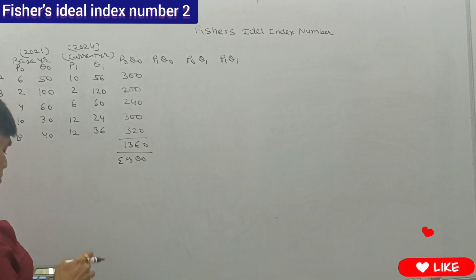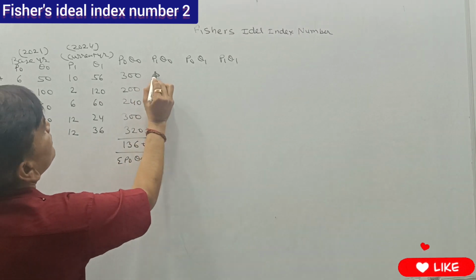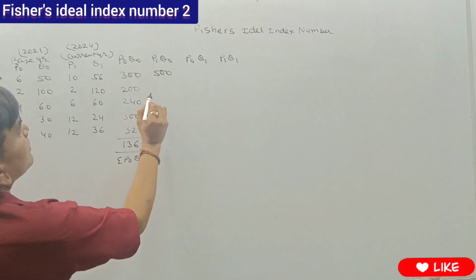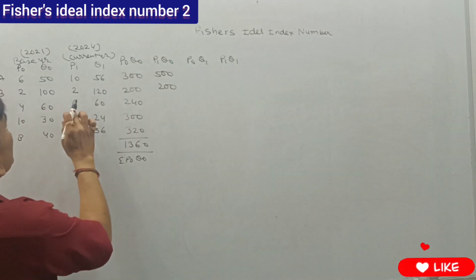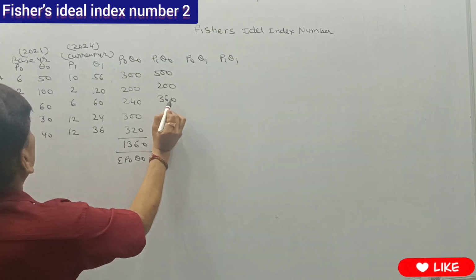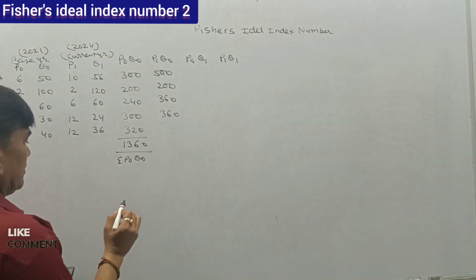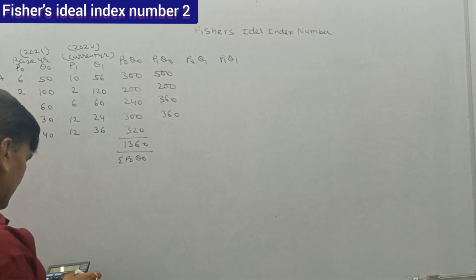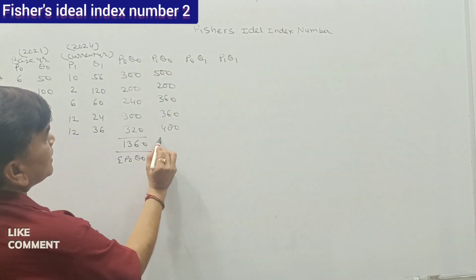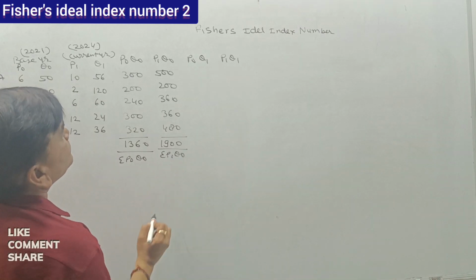Next, P1 Q0. 50 multiplied by 10, first one is 500. 10 multiplied by 200. 6 multiplied by 36, 360. Then 360. 480. So 1900. That is sigma P1 Q0.